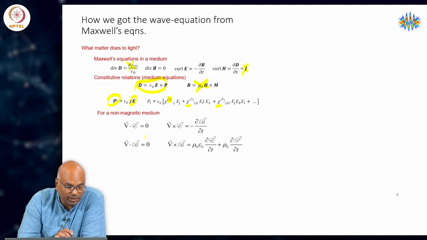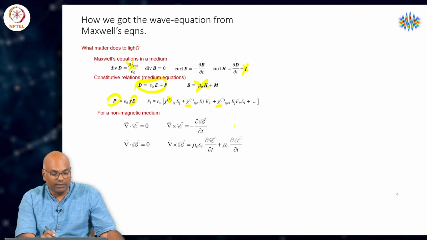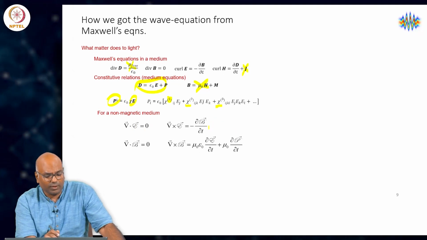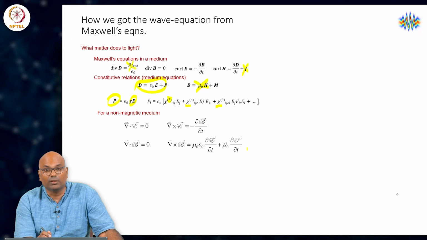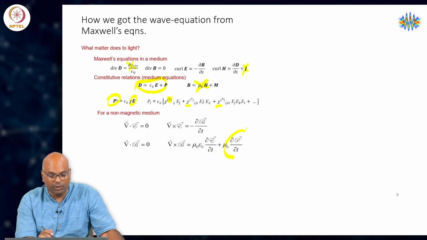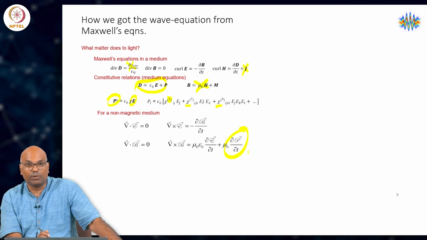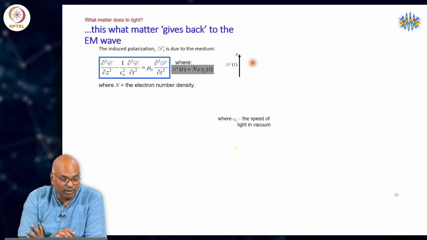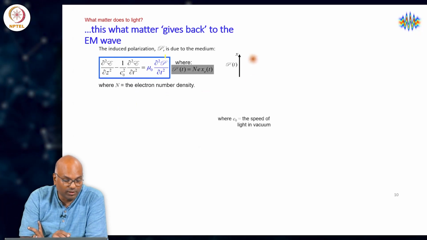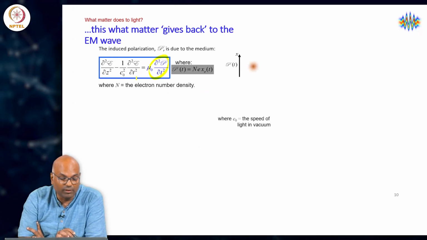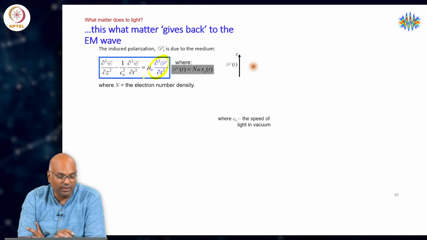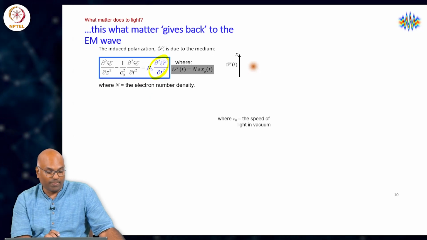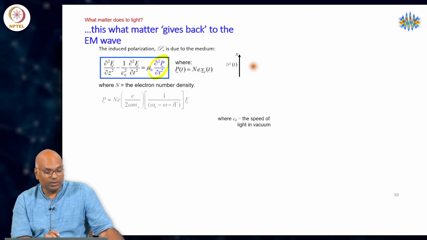Writing the equations down for non-magnetic media, we get the two Gauss laws, then Faraday's law, and in the last equation containing curl B, we have this important term where the polarization response of the medium gets included. This leads to the induced polarization acting as a source term for the otherwise propagating wave, and it creates the material response that we want to determine.